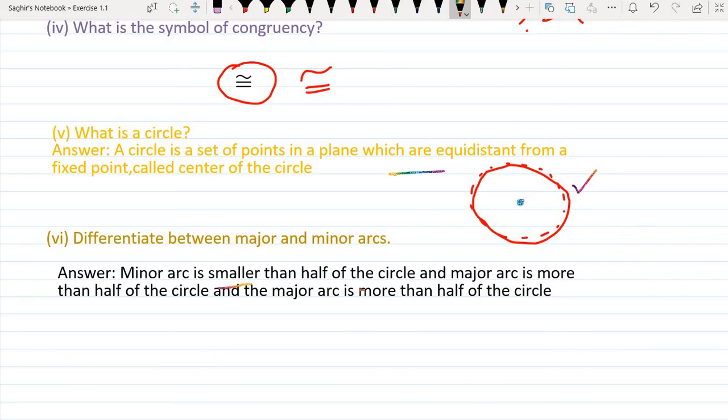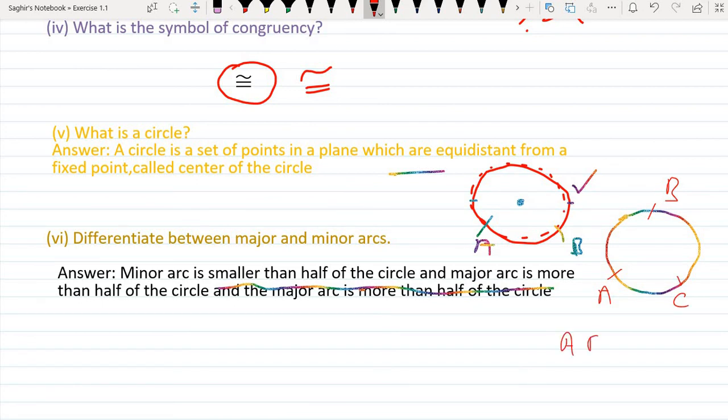Again I take this circle. This arc is smaller than half of the circle, that's why this arc AB is called a minor arc. Again I take another circle, and here I am taking point A, and this arc is BC, so the arc from A to C is a major arc. You have to take 3 points to show the major arc. Hope you understand it.